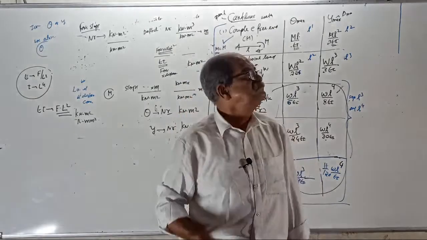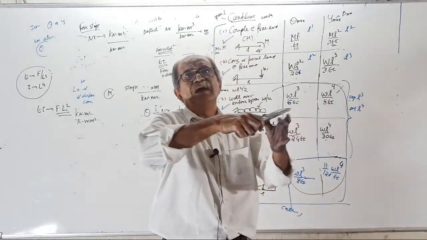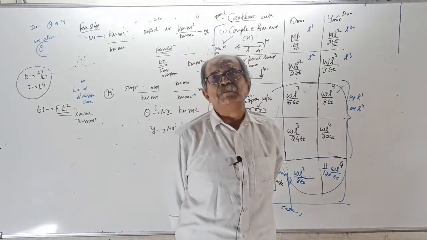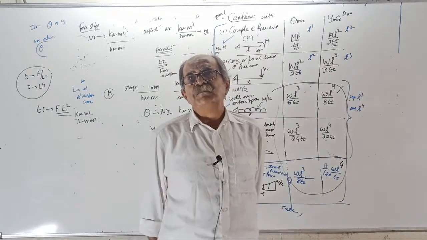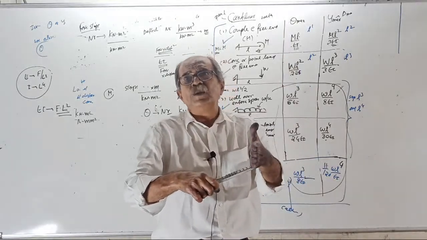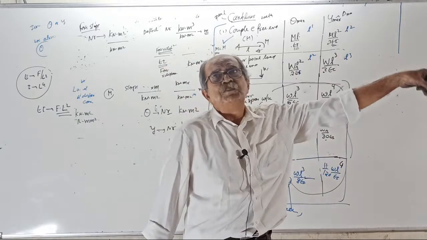You know it. Then, slope for cantilever, couple at the free end. Slope, ML by EI. All I am telling is maximum. Deflection, ML square by 2EI. For point load, W or P, slope WL square by 2EI, deflection WL cube by 3EI.